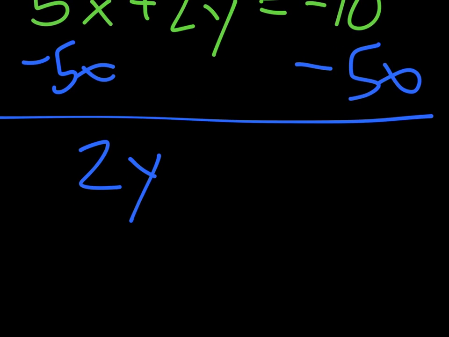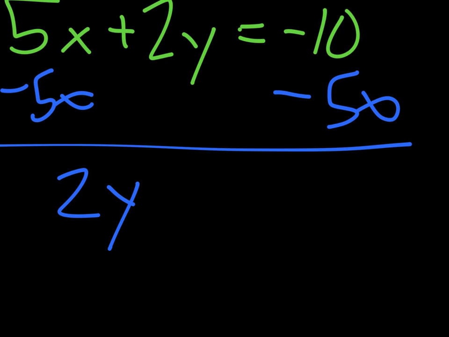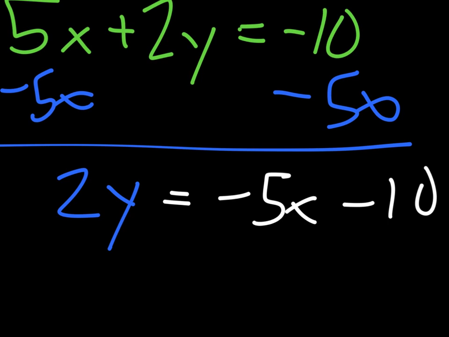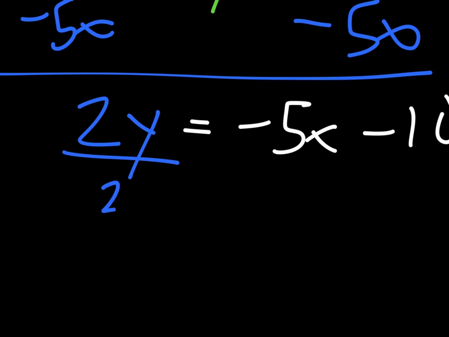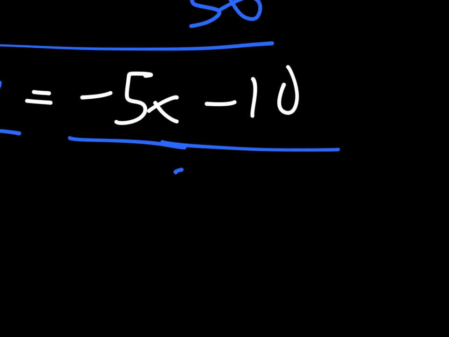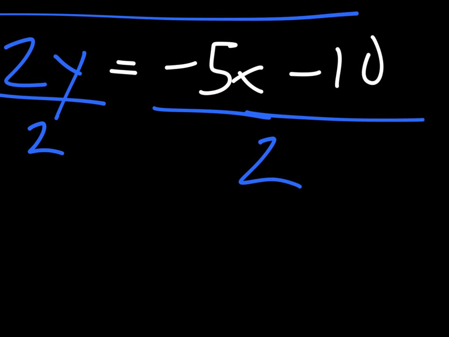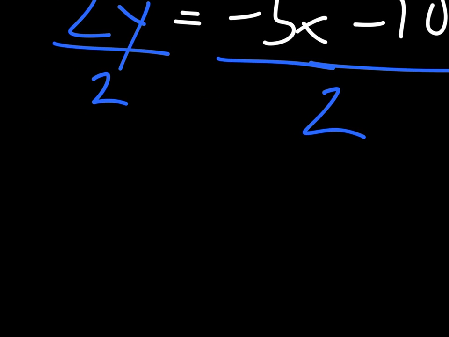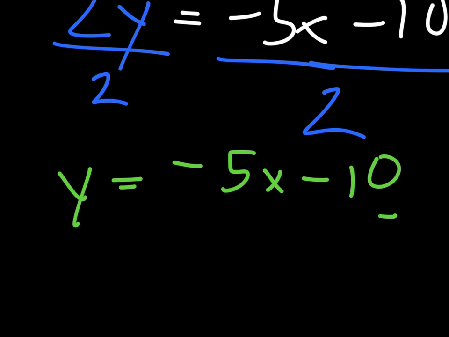Adding and subtracting. So now we bring down everything else. We have 2y equals -5x minus 10. Now we can divide this 2 onto both sides. And if you remember earlier from chapter 4, I believe, I just have y equaling -5x minus 10 over 2.